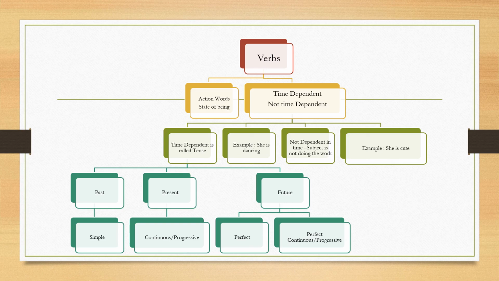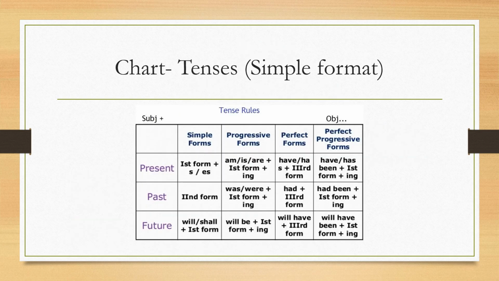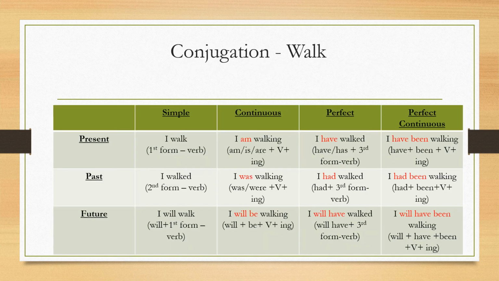Verbs that are dependent on time can be further divided into 3 types, which is past, present and future. They in turn can be divided into 4 aspects: simple, continuous, perfect and perfect progressive. Let's understand this with the help of a chart. This is a chart in a simple format with the rules that we need to follow while converting a sentence from the present to past to the future.